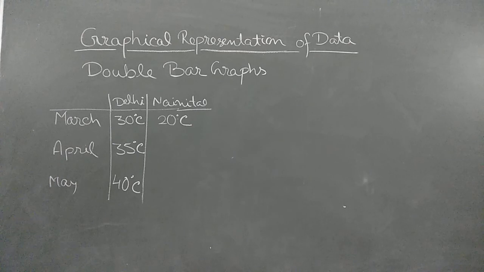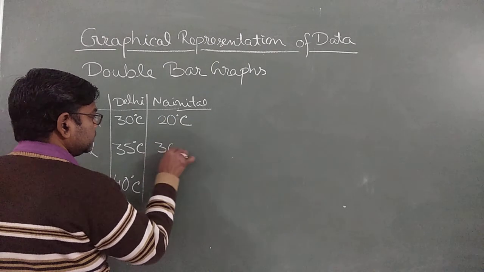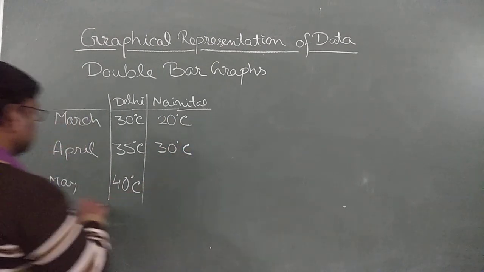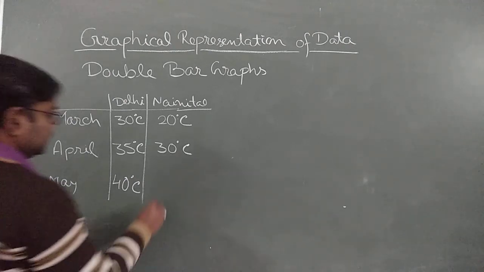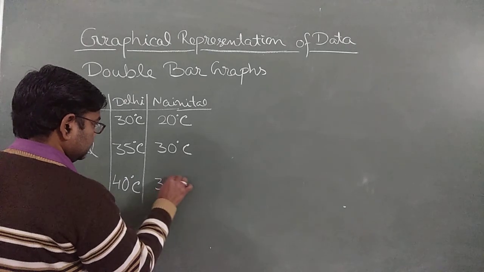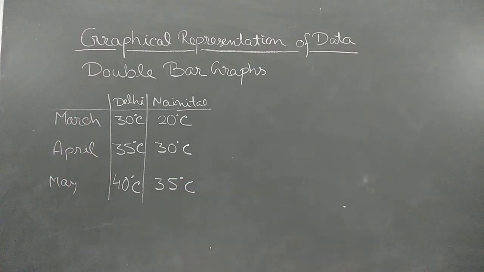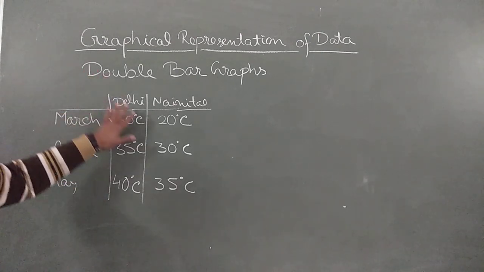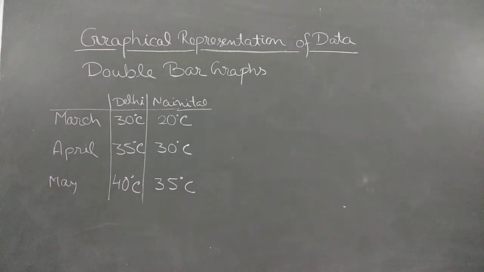In the month of April, this increases to 30 degrees centigrade, and in the month of May, it is 35 degrees centigrade. How do we represent this? By using a double bar graph, we compare these two sets of data.